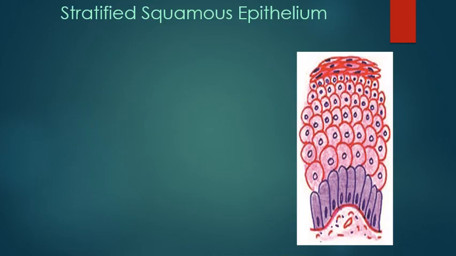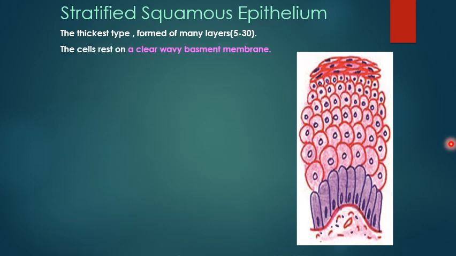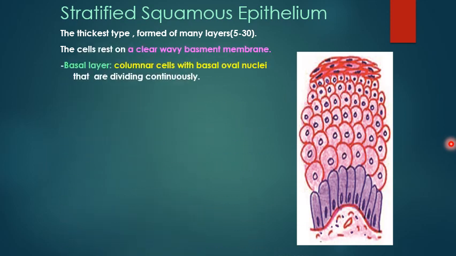This is the stratified squamous epithelium. First, it lies on a wavy basement membrane. The first layer is columnar with basal oval nuclei. The middle layers are formed of polyhedral cells with central rounded nuclei, and the most superficial cells are flat cells with flat nuclei, which are squamous. It is the thickest type of epithelium. It may reach 30 layers. It lies on a clear wavy basement membrane.